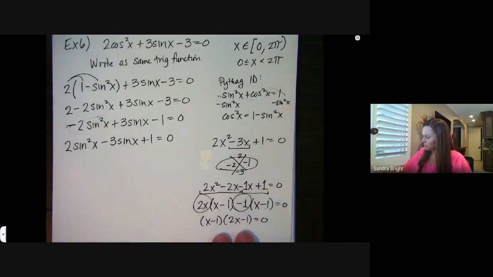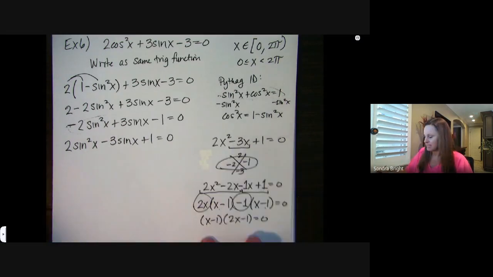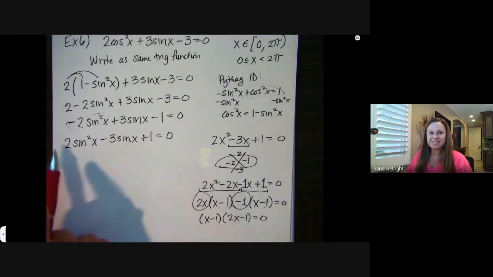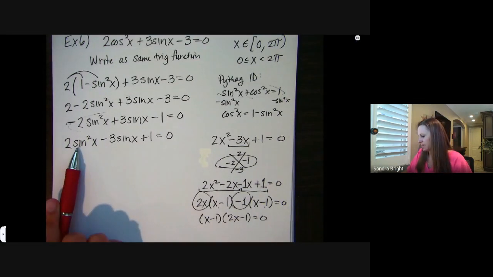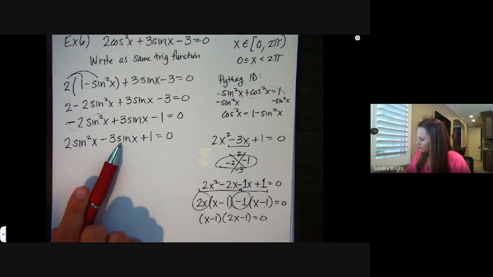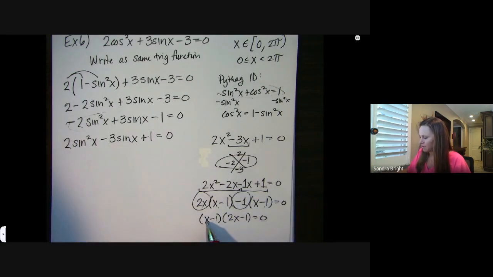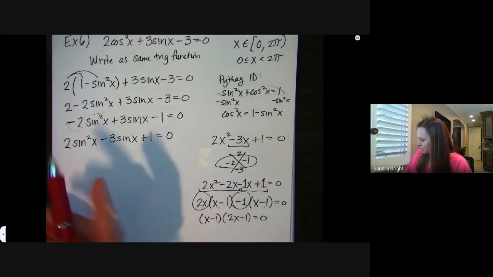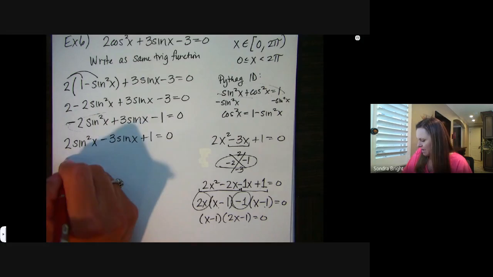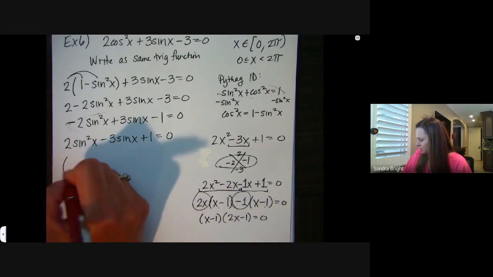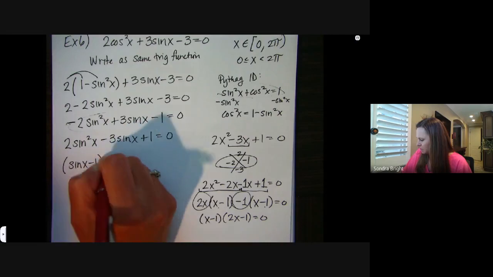The only difference between here and here is that instead of it being an x squared, it's a sine of x squared. And instead of it being an x, it's a sine of x. So you just replace the x's here with sines. So this factors as sine of x minus 1 times 2 sine of x minus 1.